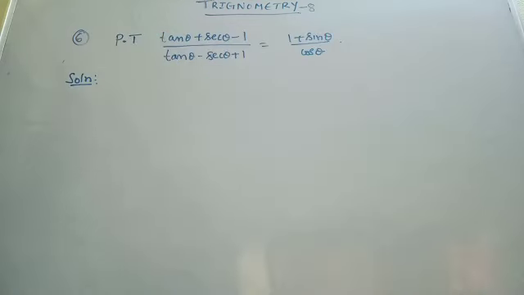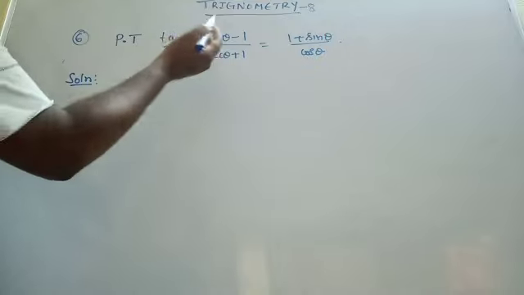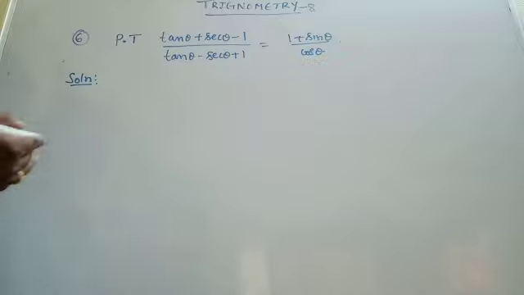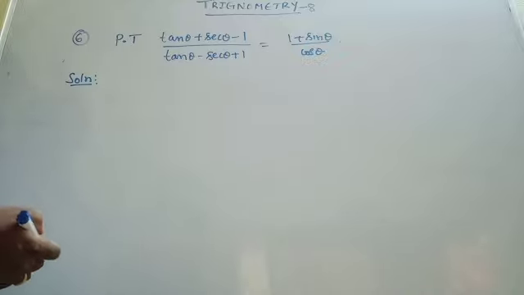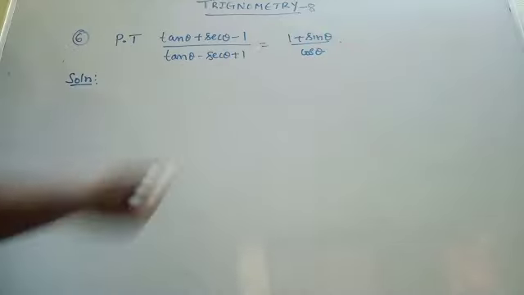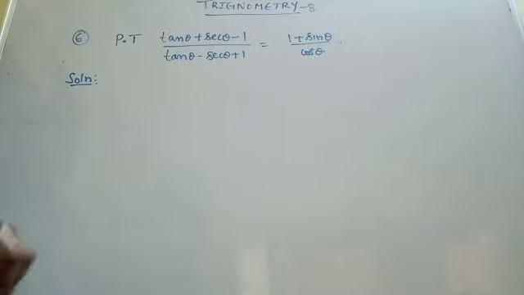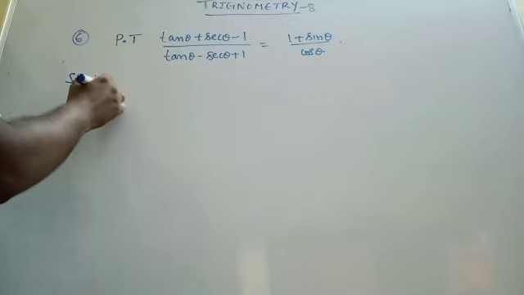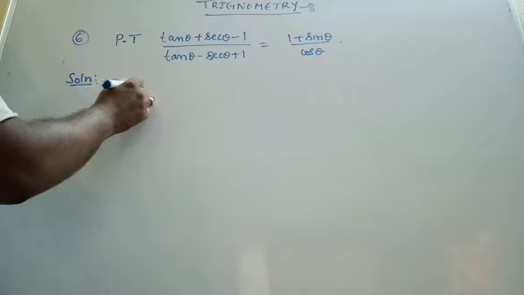Now we have one more fabulous problem. Prove that tan theta plus secant theta minus 1 by tan theta minus secant theta plus 1 is equal to 1 plus sin theta by cos theta. This is what we require to prove. How do we do it? Let us take the left hand side part, my dear students.